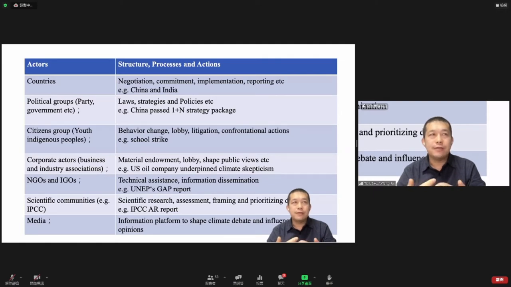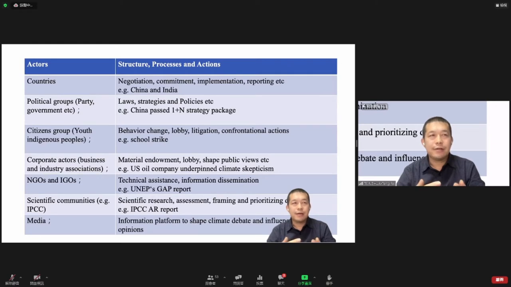And also we include others, for example, the citizen groups, which include different groups of citizens, especially the emerging groups of youth and indigenous people. And the citizen groups can interact with those objectives of climate change through different ways. They can interact in a positive way, changing their behaviors and their lifestyles, for example, reducing their food waste to contribute to the emission reduction. But also they can lobby the policymakers. On the other hand, they can do some confrontational actions, for example, the school strikes, we will discuss a bit later, to put pressure on policymakers to take actions.